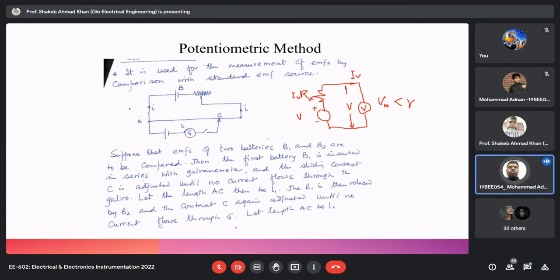Sir, to adjust the output voltage. Adjust the output voltage, sir.